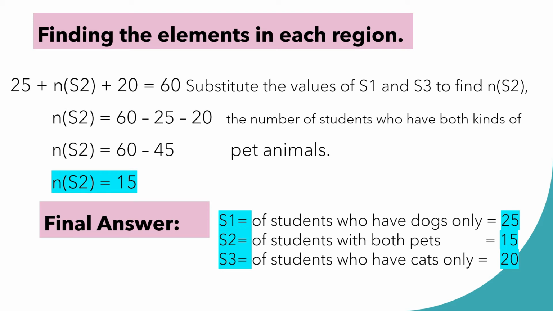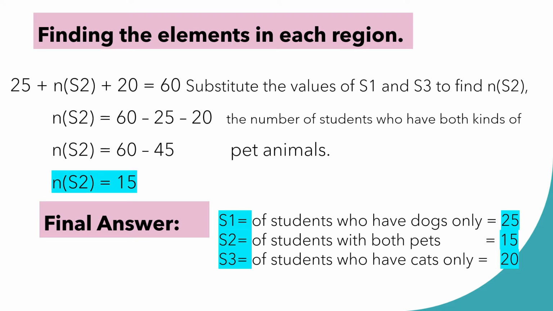So for us to find n of set 2, we have 25, that is the value of our S1, plus n(S2) because that is unknown, plus 20, that is the value of our S3, is equal to 60, that is the total number of students. So that would be 25 plus 20, that is 45. 60 minus 45, that is 15. So the value for our S2, or the number of our set 2, is equal to 15.